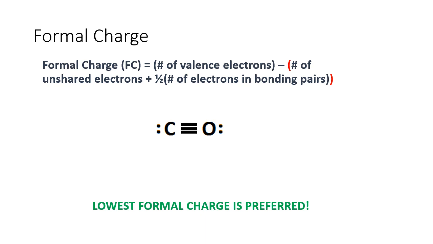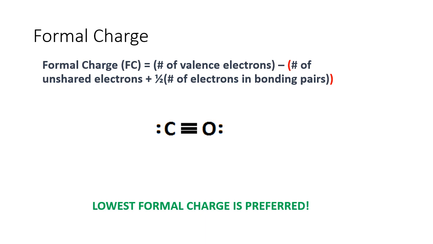All right, so here is our equation. Formal charge is equal to the number of valence electrons on the element, minus the number of unshared electrons, meaning not bonded, plus 1/2 the number of electrons in bonding pairs. And I have put in red here the fact that there is a parentheses around the unshared electrons plus the electrons in bonding pairs. Those are all going to be subtracted off from the valence electrons.